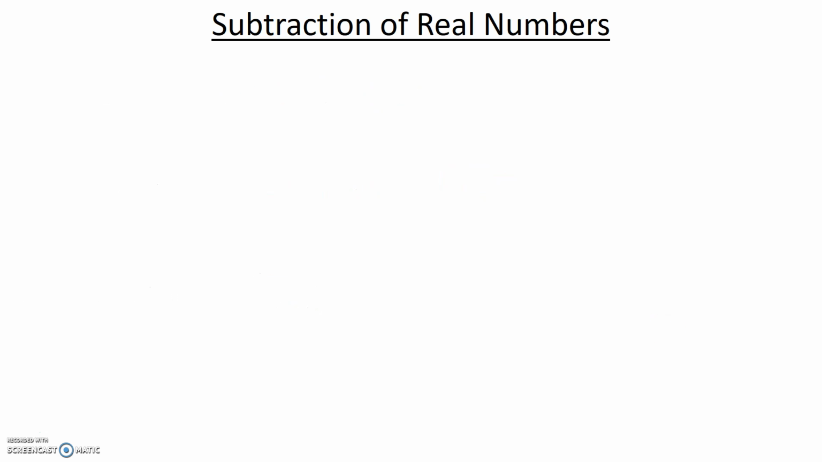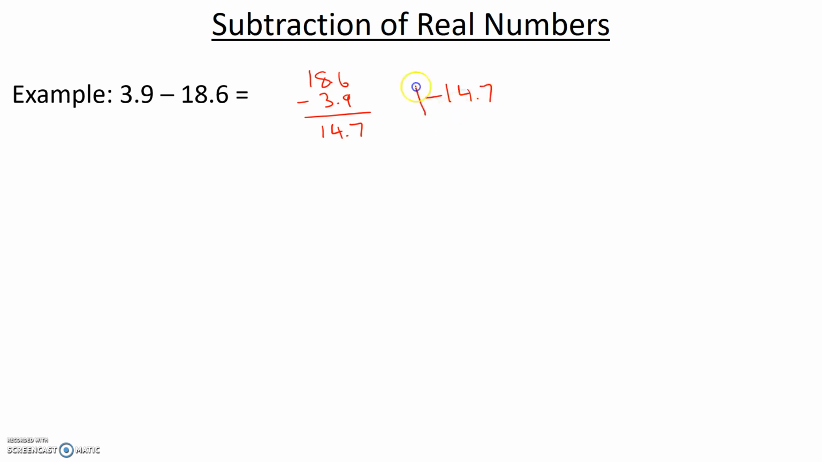Let's look at some decimals and rational numbers. 3.9 minus 18.6. In this case, the negative 18.6 has a larger absolute value, so we would subtract 18.6 minus 3.9, which will give us 14.7. Now, because 18.6 has the larger absolute value and it's negative, the answer will be negative 14.7.